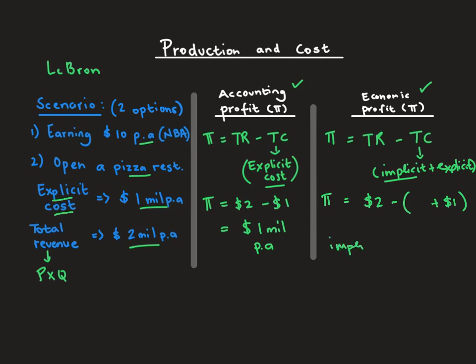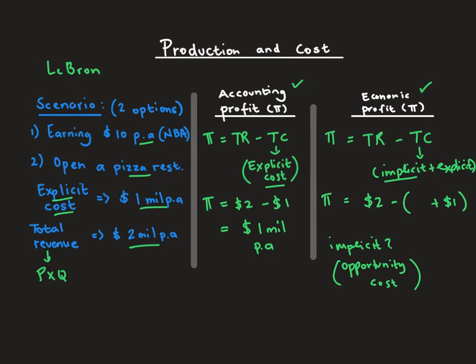Now, what is an implicit cost? An implicit cost is something like an opportunity cost. An opportunity cost represents the word opportunity. So let's say, for example, we have a decision that we need to make every single day. Do we study or watch television? Do we go to work or chill at home and not earn any income? That's an opportunity cost.